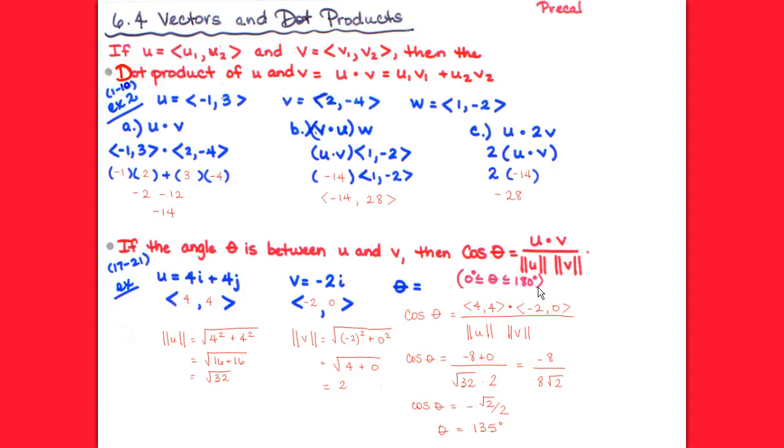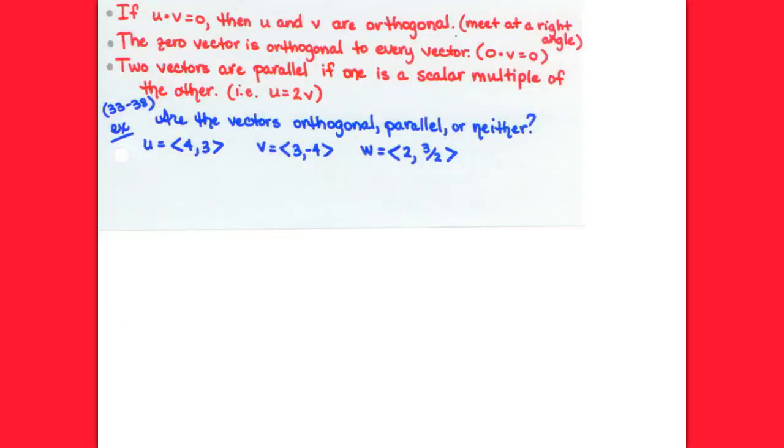All right, so then the last thing that they talk to me about is how to tell if vectors are orthogonal or parallel, or neither. All right, what does orthogonal mean? Well, if two vectors have a dot product of 0, then that means that they are orthogonal. And that just means it's very similar to perpendicular. They're meeting at a right angle.